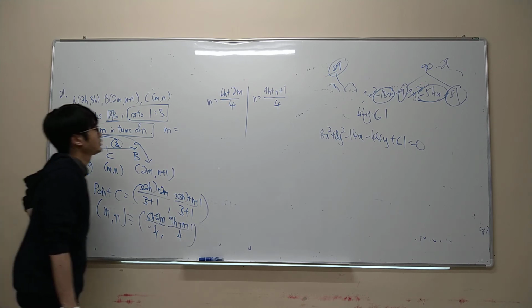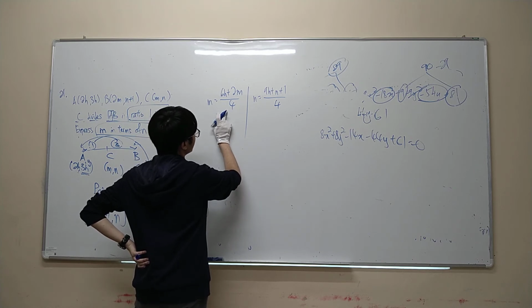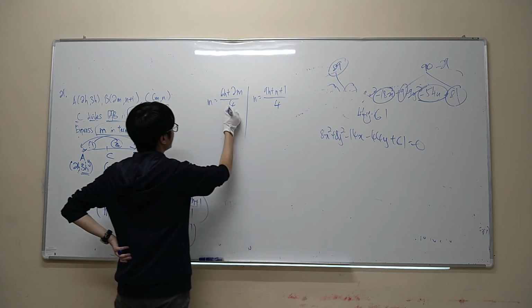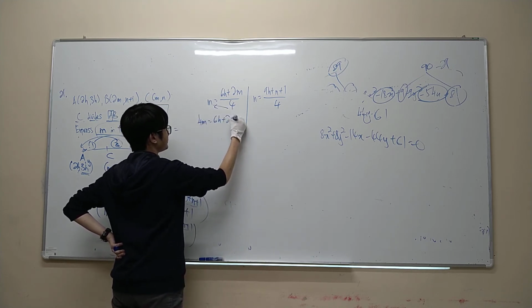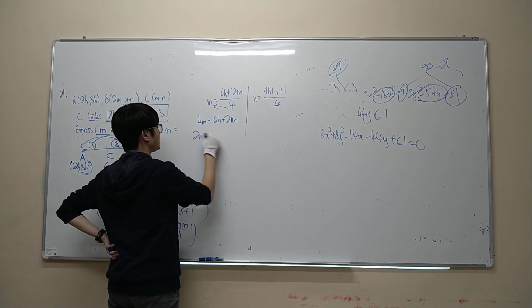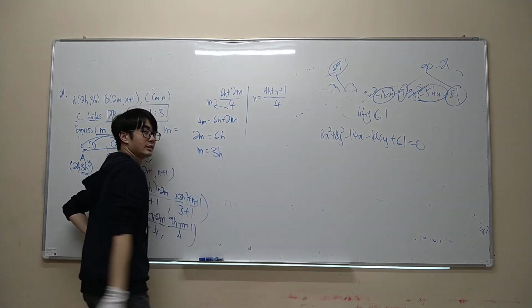Okay, betul. So, saya nak cari n. Maksudnya, okay, yang ini jadikan hilangkan fraction. So 4n equals to 6h plus 2n. And then 4n minus 2n is 2n equals to 6h. So I know n is 3h, right? N is 3h.